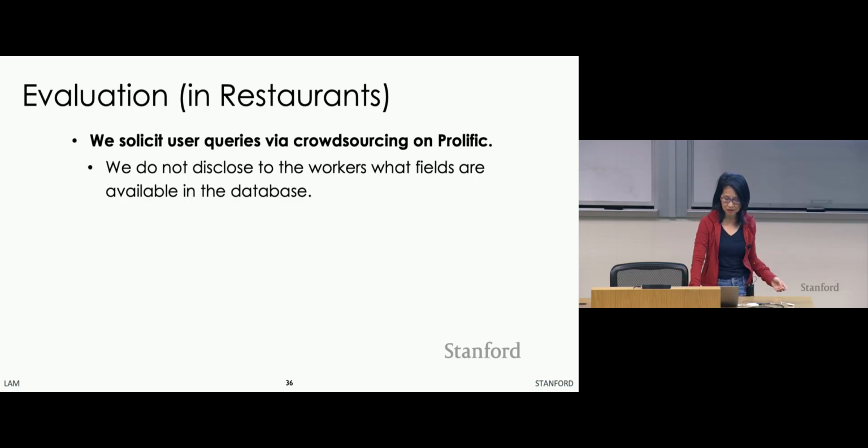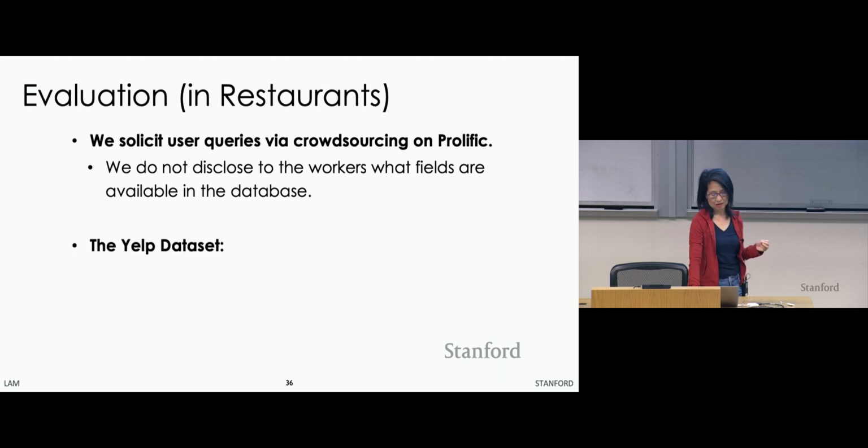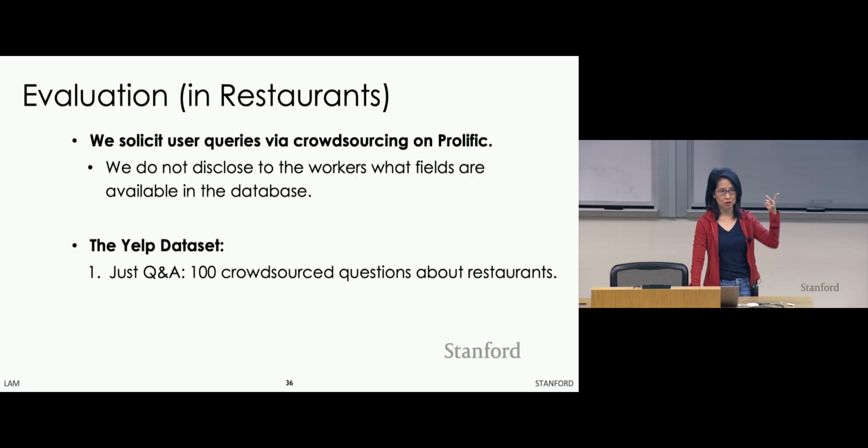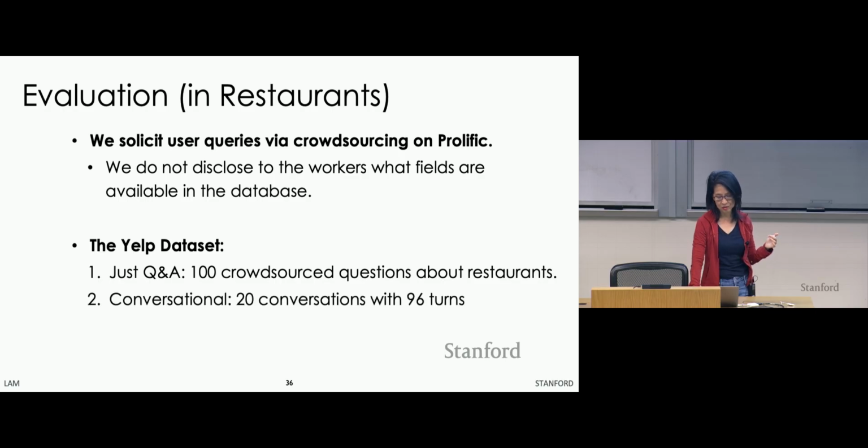We do not tell the workers what fields are available in the database. Okay? You just talk. You don't know what we managed to put in the database at all. So this is a very tough test, I would say. We have two parts. The first one is just Q&A: 100 crowdsourced questions about restaurants. The second one is conversational: 20 conversations, 96 turns. Why is it so small?